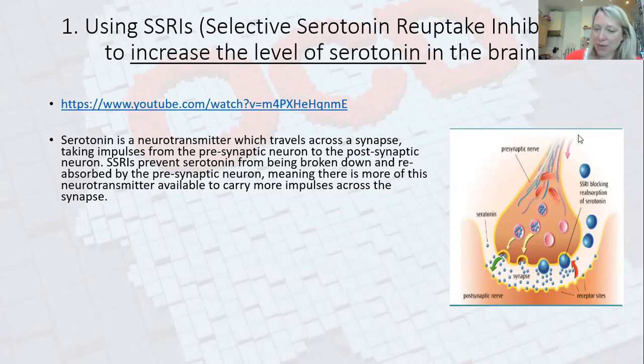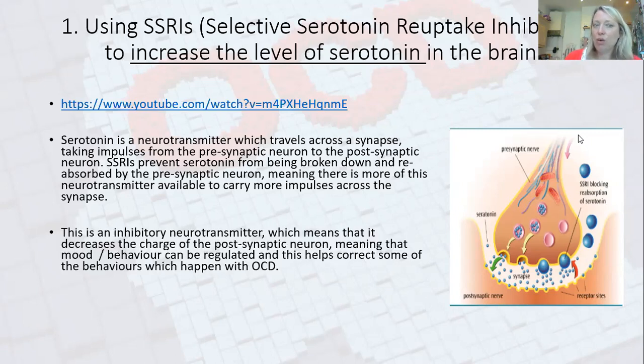And that's what we need. We need more serotonin to carry more of that message. What that means, though, is that every time that serotonin gets to the postsynaptic neuron, so every time it crosses the synapse, which if we've stopped it being reabsorbed, it's going to do more, then, and this is the complicated bit, it's an inhibitory neurotransmitter. So you'll remember this from a couple of weeks ago from biopsychology. So what it then does is it decreases the charge of the postsynaptic neuron. So it makes it less likely that the postsynaptic neuron will fire.